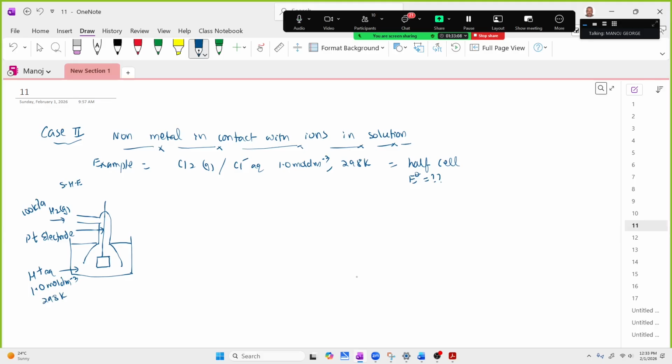Now my unknown half cell happens to be a chlorine gas, which means I have to draw exactly like this. There is no difference here. Think of this as making another SHE, and for the sake of convenience, I'm putting this nozzle on this side because I need to put chlorine gas from there. So think of it like you're reversing it. You get my point? There you go.